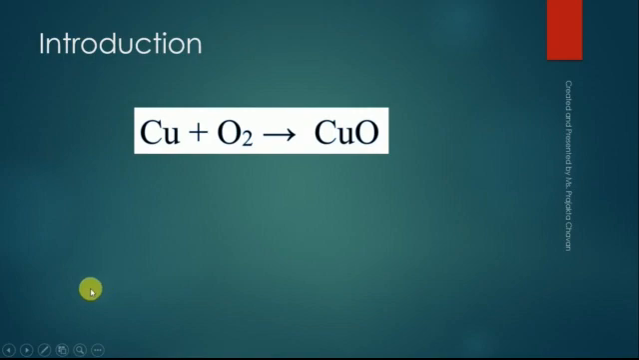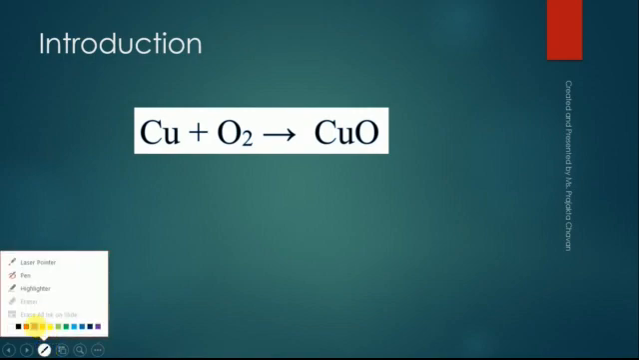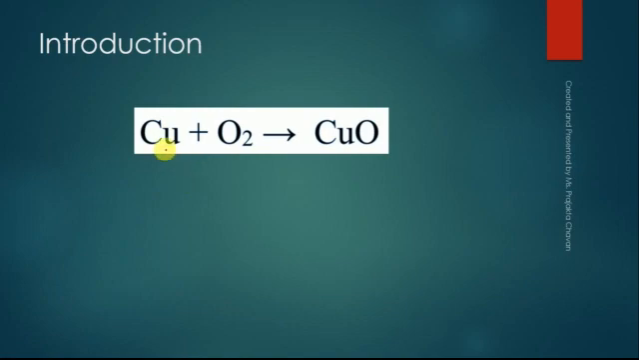So let us begin with the help of an equation. In this equation, copper reacts with oxygen to form copper oxide. Now, as you can notice, the reaction is not balanced. So, let us start by balancing the equation.